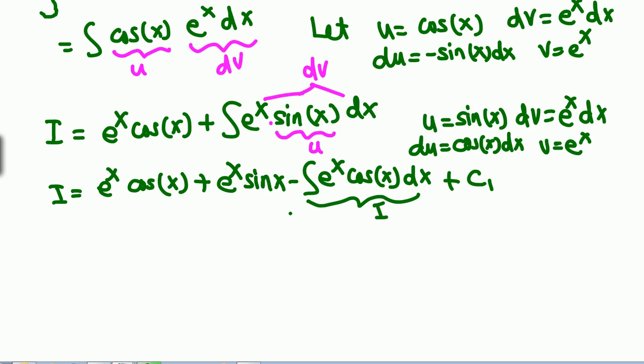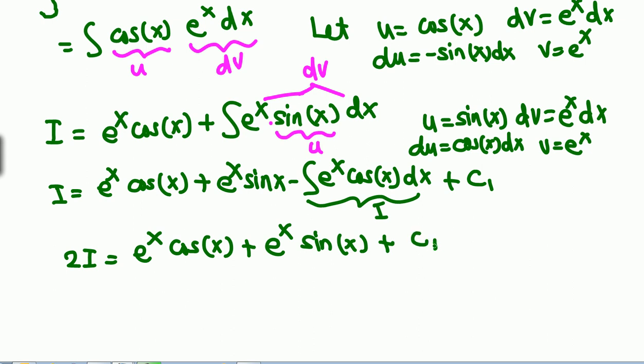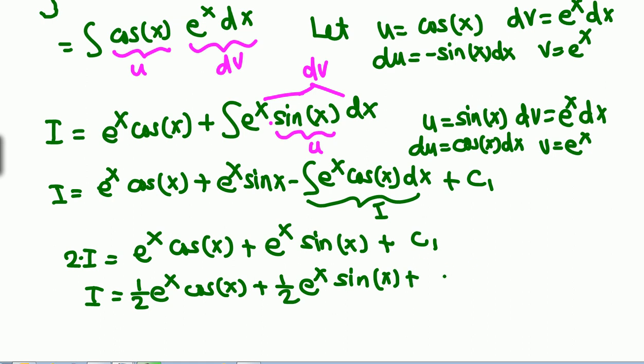This minus I, move all the way to the left side, this minus I plus I, so 2I equals e^x cosine x plus e^x sine x plus c1. And to finish this problem, divide by 2, so the original integral is half e^x cosine x plus half e^x sine x plus half c1. Let's name that as c. That's the final, which is the same as the previous answer. In the previous answer we had this term in the front.